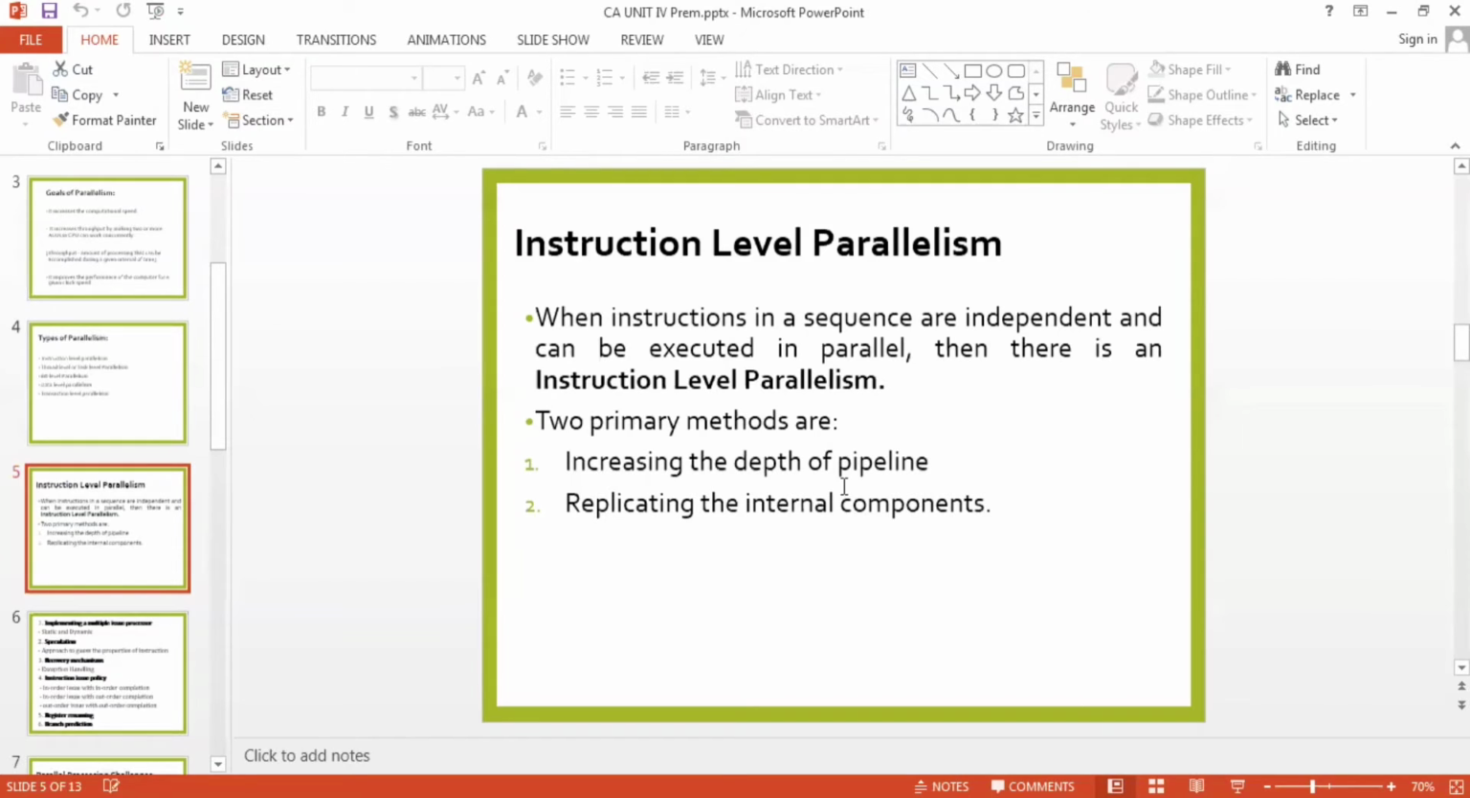So what is the meaning of increasing the depth of the pipeline? First of all, what is a pipeline? In a pipeline, we have many instructions, and one instruction's output can be inserted into the next instruction's input. That is a pipeline. In this representation, the depth of the pipeline can be increased with the help of instruction level parallelism. Second one, replicating the internal components. The internal components can be replicated with the help of instruction level parallelism.